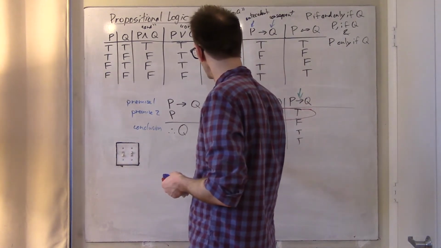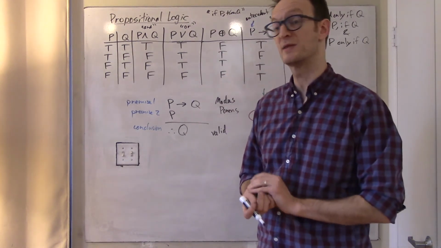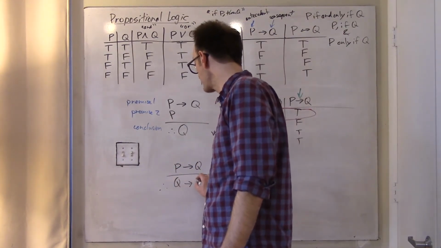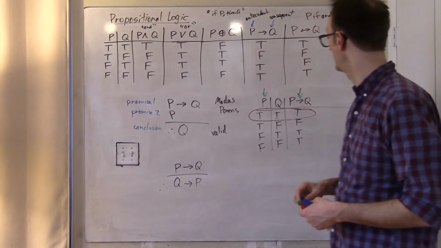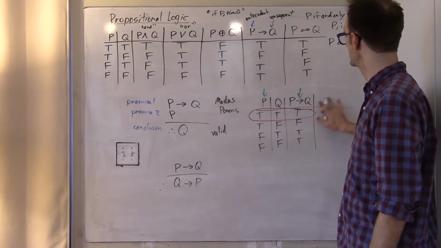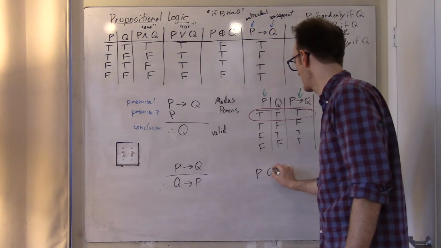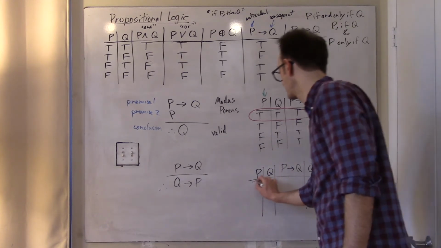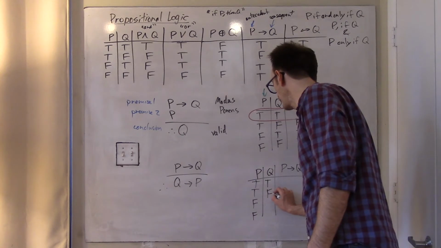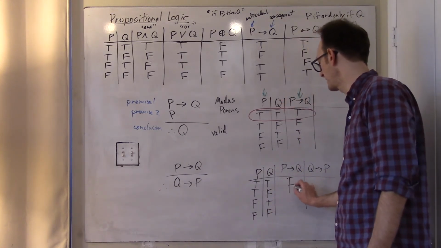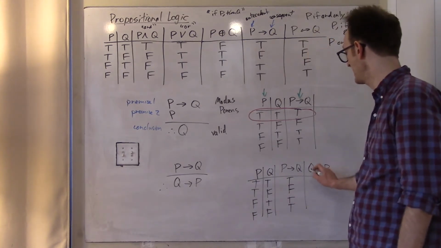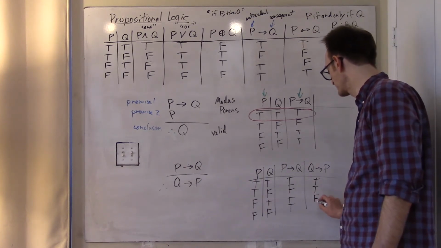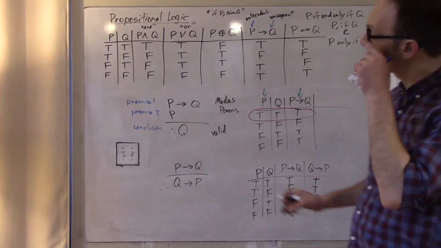An example of an invalid argument would be making some kind of converse error. So if you tried to conclude Q, R, P from P, R, Q, and you made this thing I was just calling the converse error, well, that would be bad. I don't feel like doing a whole other truth table. Well, man, I guess I should. Wasting my time, wasting your time. So true, true, false, false, true, false, true, false. And this is true, false, true, true. And this is false, true.